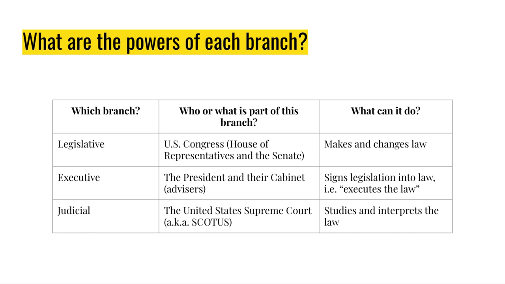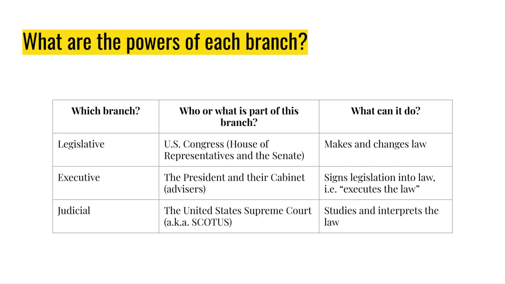Now, before we discuss the idea of checks and balances, we need a brief introduction to the basic powers of each branch. Okay, the 3 branches are, of course, legislative, executive, and judicial. When we look at legislative, first off, who or what is part of this branch? Well, this is the Congress, the United States Congress. And Congress is a general term to describe our legislature, okay, which is a group of lawmakers. And we have what we call a bicameral legislature, meaning that it's made up of 2 chambers. You have the House of Representatives and the Senate.